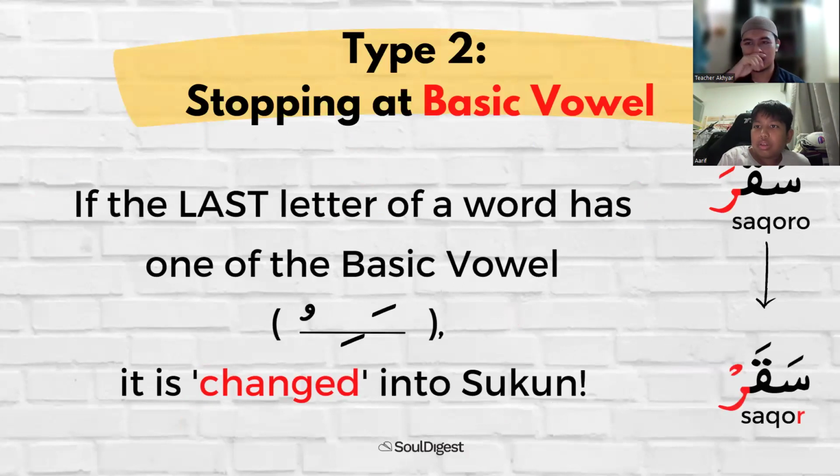Okay, so this is the second one, which is stopping at a basic vowel, right? So, you know, in the Arabic letters we have, how many vowels do we have? Hmm. What do you think?